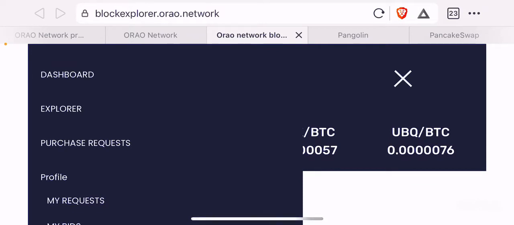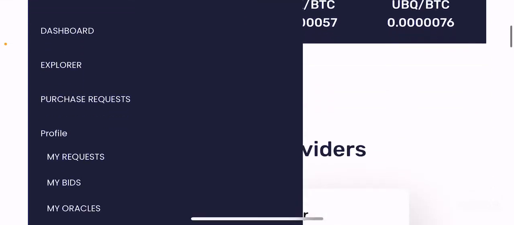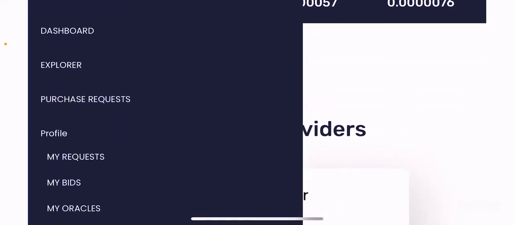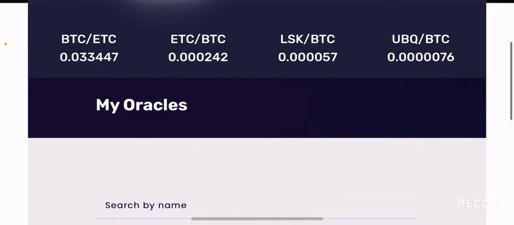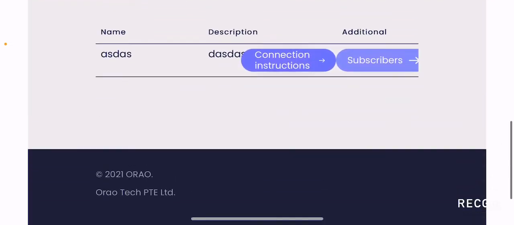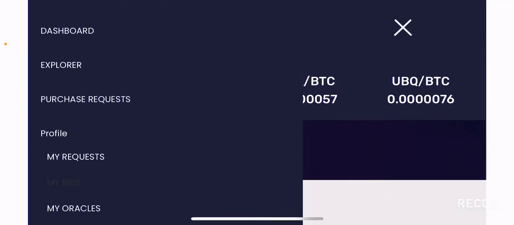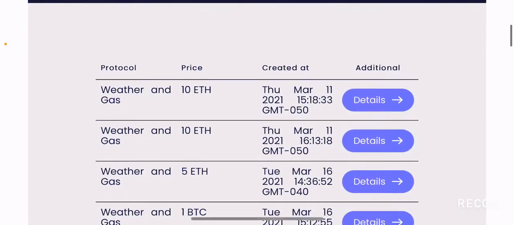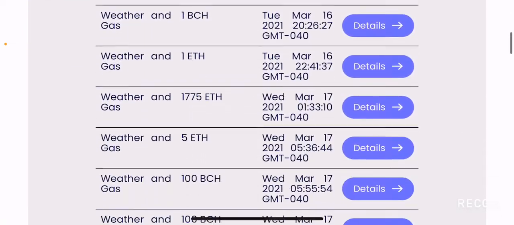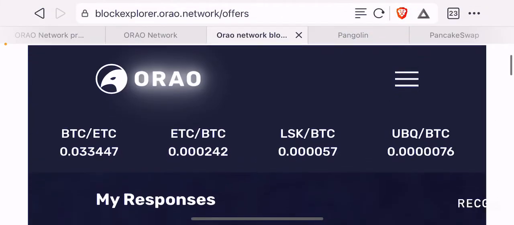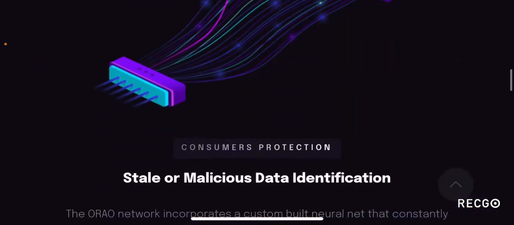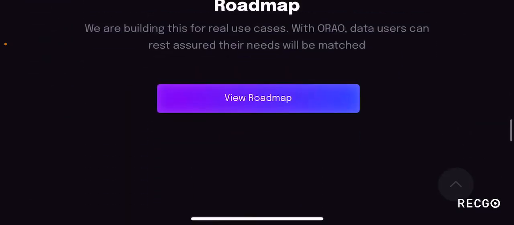So if you take a look at the dashboard, I believe this is basically the dashboard, but if you go to my requests and my oracles, you'll probably be able to access some information that will provide you the kind of requests that you may potentially have in the future if you want to be a node runner, right? Again, some interesting price feeds. You can also check out the roadmap here and see what they're basically doing.